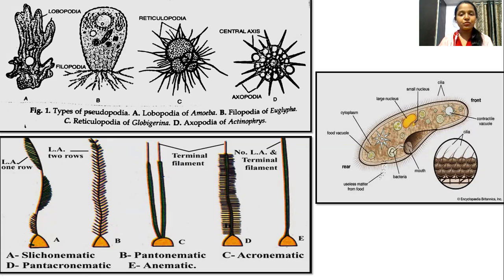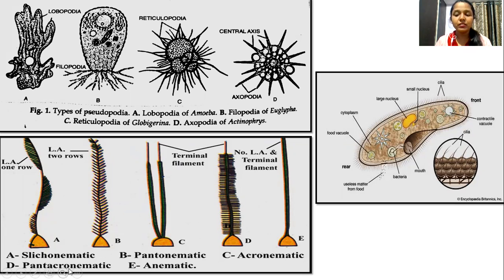So based on the presence or absence and the arrangement of the mastigonemes, we classify the flagella into stichonematic, pentanematic, acronematic, pentacronematic, and the enematic or simple nematic. So those are the flagellary structures.